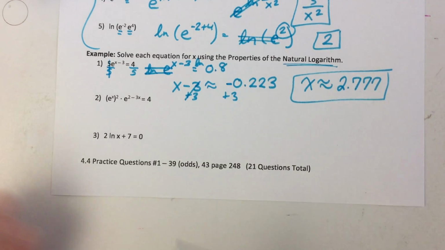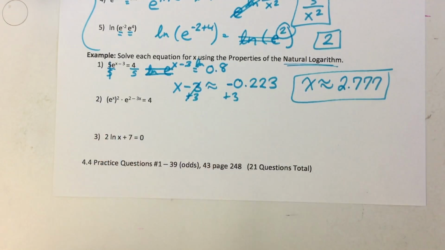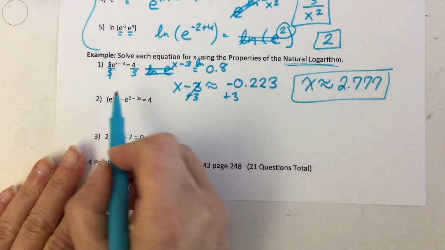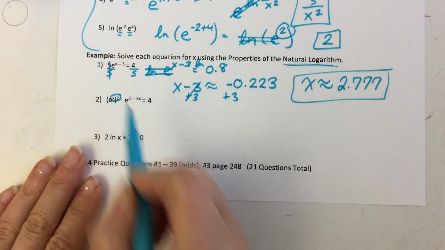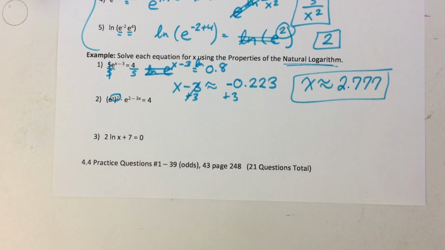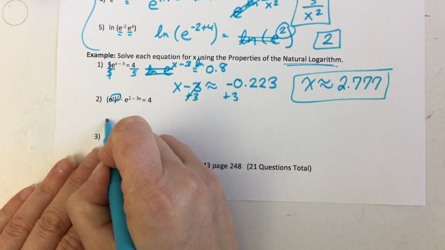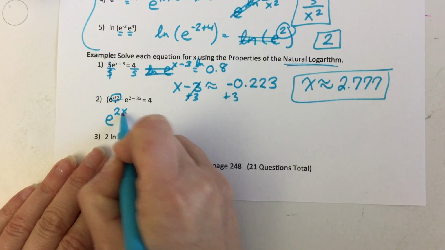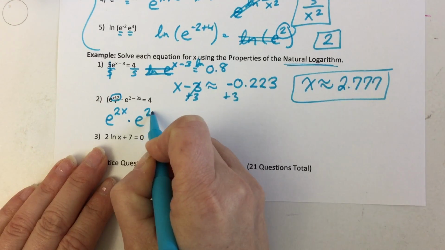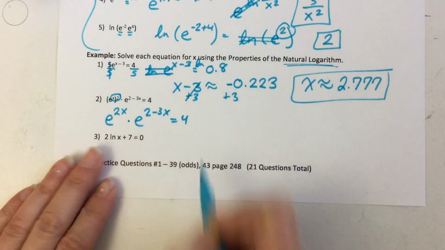Here's the next one. I notice that I have e as a base 2 times, so I will need to condense them. But first, let's cancel these parentheses. Properties of exponents. If you have an exponent inside and outside of the parentheses, you have to multiply them. So this is e to the 2x times e to the 2 minus 3x equals 4.